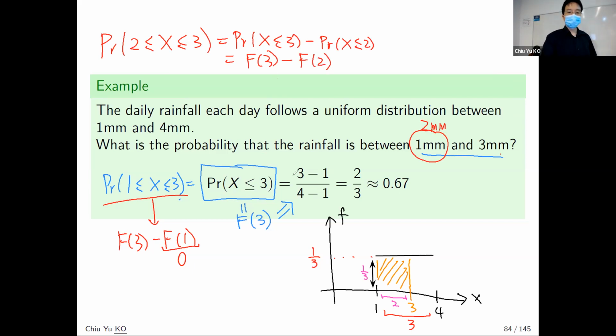F of 3 you already have here, and you would follow the same procedure to get f of 2, which is 2 minus 1 over 4 minus 1. Or, if you don't like that, you can directly see from this graph: from 2 to 3, the blue one, the width is just 1 and the height is 1/3, so it's just 1/3. I hope it is clear what's going on, but don't worry, in the assignment you'll be doing something similar, so you will be able to understand.